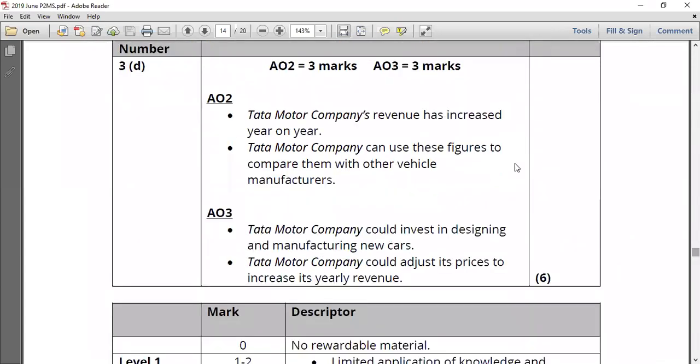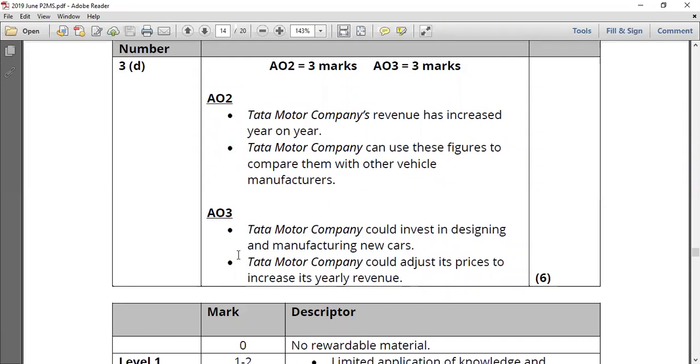answer. For possible application points, you can say Tata Motor Company revenue has increased year on year. As a result of that, they could invest by designing and manufacturing new cars. They can use this information for new designs, designing new cars. Moreover, you can write another paragraph: Tata Motor Company can use this figure to compare with the other vehicle manufacturers. So that's application, vehicle manufacturers, very good application.